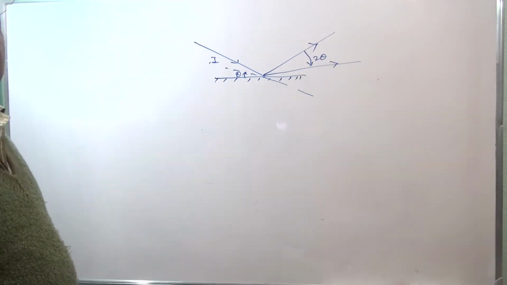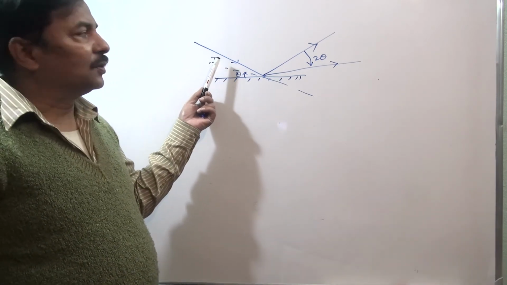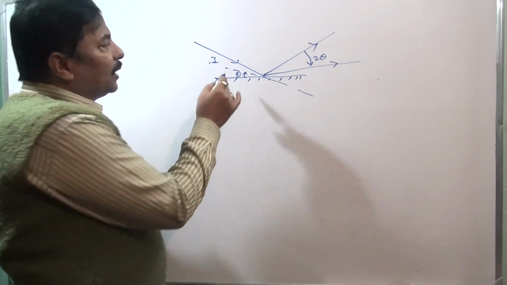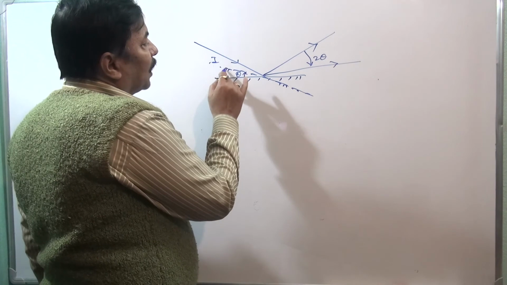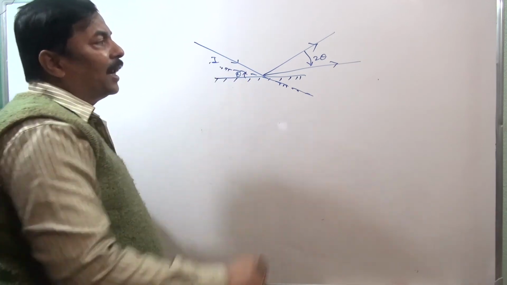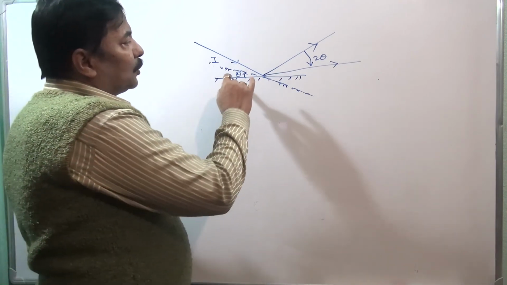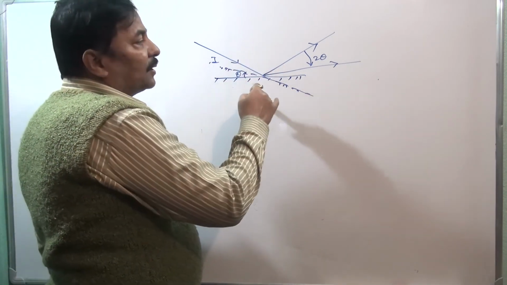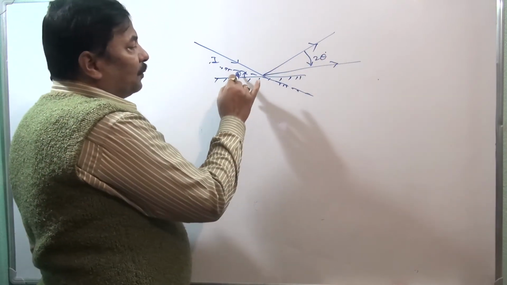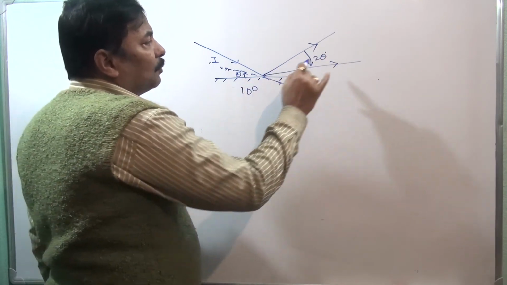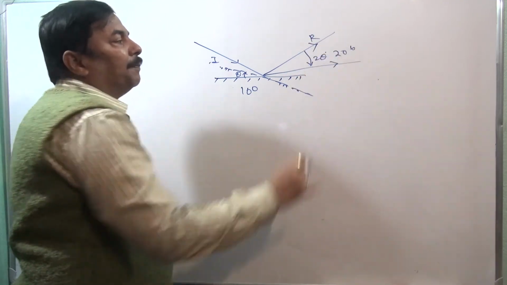So what is the main thing you should understand? If the incident ray is kept constant and plane mirror is rotated by an angle theta, then reflected ray rotates by an angle 2 theta in the same sense. Here you see, mirror is rotated in clockwise direction, then this also rotates in clockwise direction by the angle 2 theta. So if this is 10 degree, the reflected ray will rotate by 20 degree.